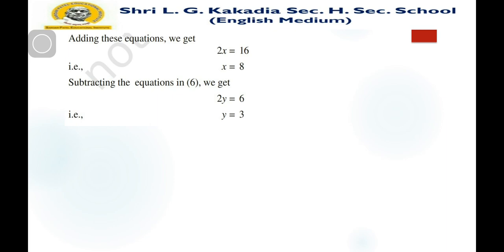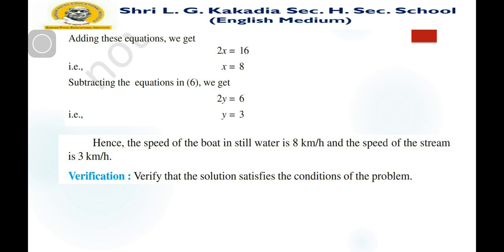Then we have the speed of the boat in still water and the speed of the stream as 8 km per hour and 3 km per hour respectively. Hence the speed of the boat in still water is 8 km per hour and the speed of the stream is 3 km per hour. Verify that the solution satisfies the condition of the problem.